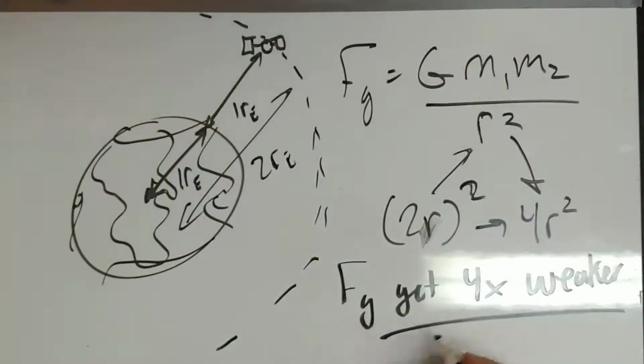Anyhow, Fg gets 4x weaker, all right, by doubling the radius.